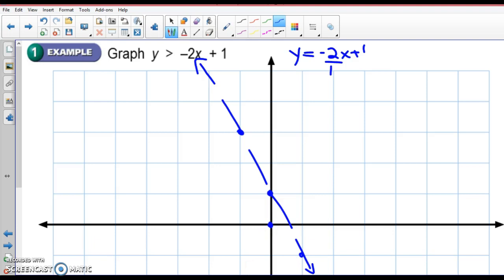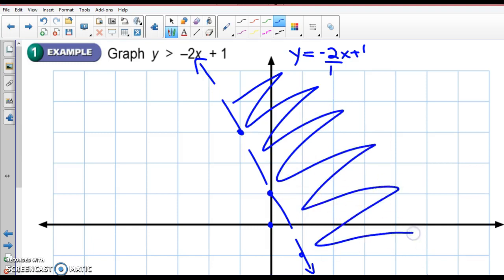0, 0, it's easy to work with. Is 0 greater than 1? No, it is not. 0 is not greater than 1. So, would I shade down here? No, I would shade away from that point. Now, if 0, 0 made it true, I would shade towards it.